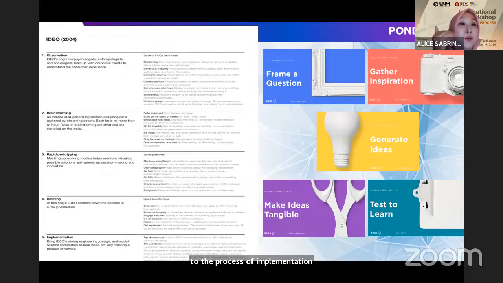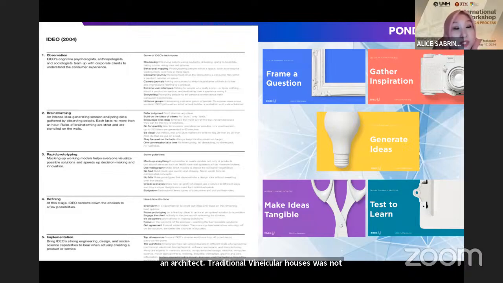So if you look at the IDEO way of thinking, it is similar to how our traditional vernacular houses are built. Remember my earlier slide, I talked about the comparison between traditional house and modern house, because traditional houses go through the same process like IDEO. Like what I'm saying, a traditional house was not built by an architect. Traditional vernacular houses were not built by a professional architect who got a structured education, a PhD, or an architect profession from a university. Traditional houses were built by craftsmen, and craftsmen go through the same process like what IDEO implemented, by observation.